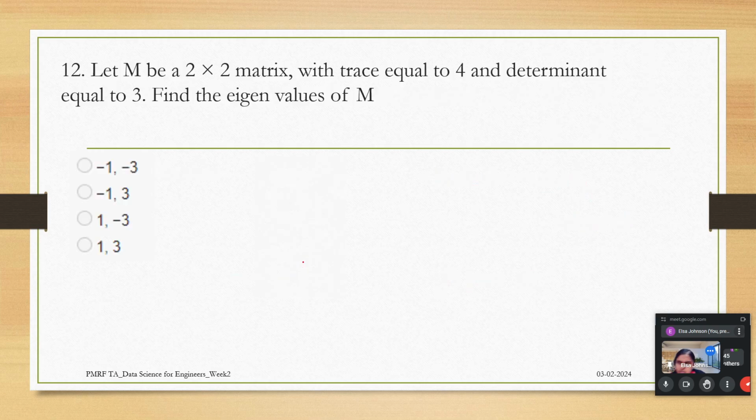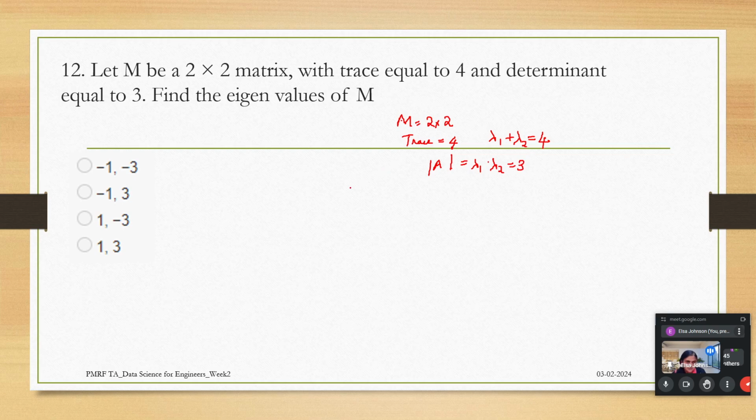Now, let M be a 2 by 2 matrix with trace equal to 4 and determinant equal to 3. Find the eigenvalues of M. M is given as a 2 by 2 matrix, and the trace is given as 4. The trace is equivalent to the sum of the eigenvalues, so lambda 1 plus lambda 2 equals 4, and the determinant is the product of the eigenvalues, that is given as 3.